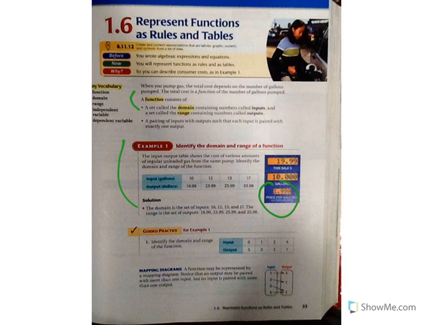So when you're asked to identify the domain and the range, all you need to do is list all these numbers. The domain is just going to be these: 10, 12, 13, and 17. And the range is just going to be these: $19.99, $23.99, $25.99, and $33.98. So that's just how to identify those things.